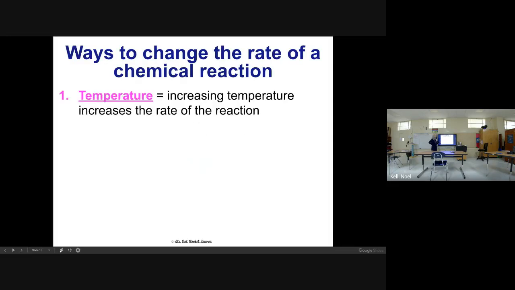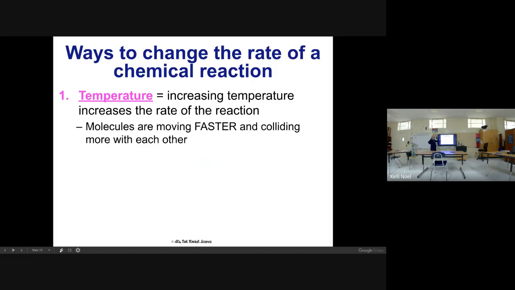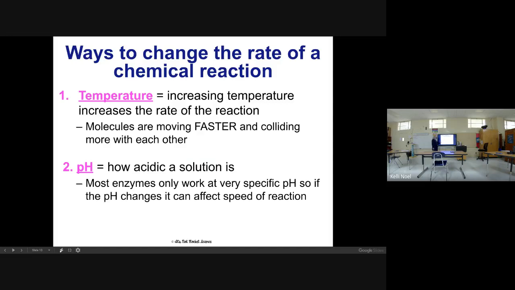All right, so when we talk about chemical reactions, again, this is a review from physical science. We can increase temperature, which increases the rate of reaction. So when molecules are moving faster, colliding with one another more often, it can increase the reaction time. pH, how acidic a solution is, or how basic, can increase reaction time.